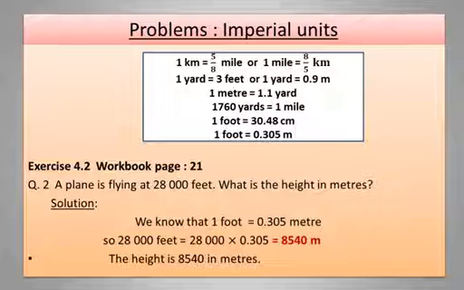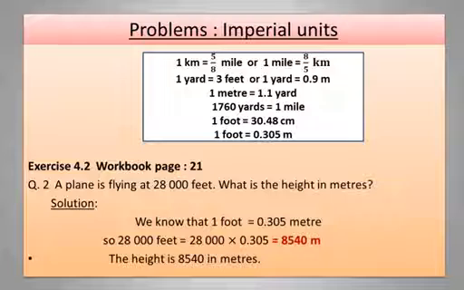Okay, so from the workbook page number 21, exercise 44.2, I am going to explain some questions. First I am explaining question number 2. A plane is flying at 28,000 feet. What is the height in meters? What you have to do? The height is given in feet. You have to find it in meters, or you have to convert it into meters. So from feet to meters, how will you convert?